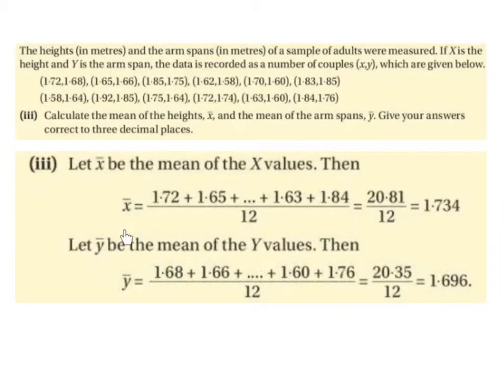We let y bar be the mean of the y values, then 1.68, that's the first y value, plus 1.66, that's the second y value, plus all the other y values, and we end up getting 20.35. Again, we divide by 12 because there were 12 y values in total, and we get 1.696. So this is the mean of the y values, or y bar.